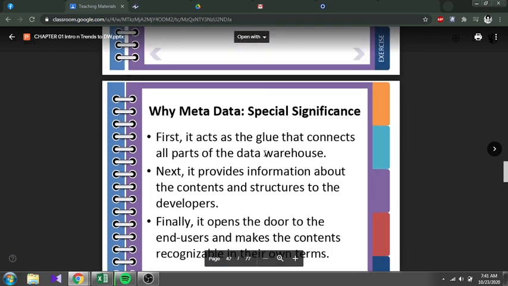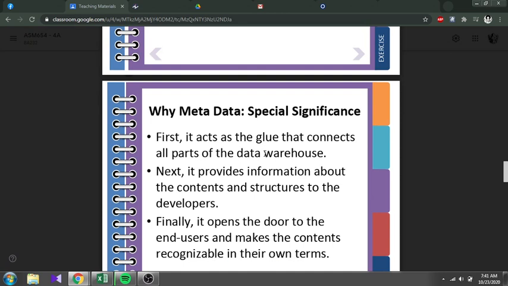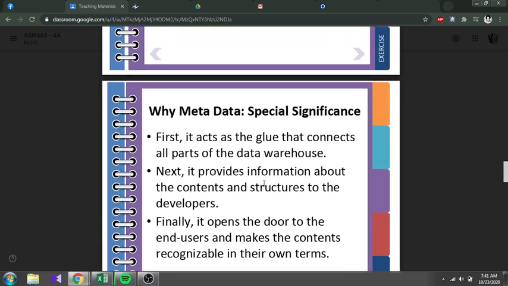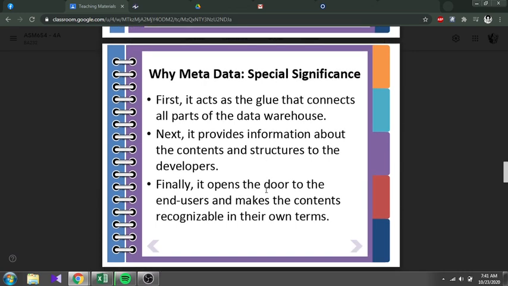Okay, why is metadata special significant? First, it acts as the glue that connects all parts of the data warehouse and provides information about the content and structure to the developer. And finally, it opens the door to the end user and makes the content recognizable in their own terms. Just that thing you kena remember.